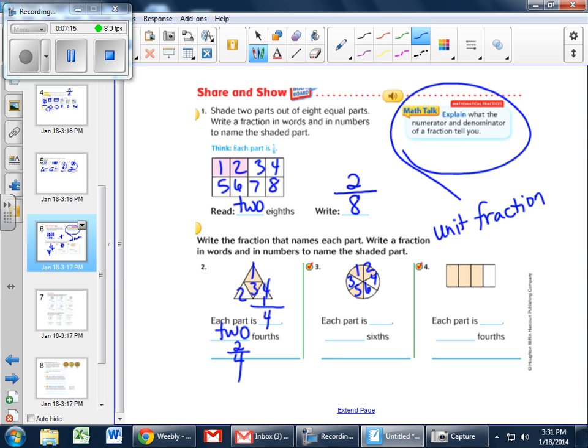Number 3, I've numbered them. Each part is 1 out of how many? 6th. So how many out of all of those 6 are colored? We have 1, 2, 3 of 6 colored. We write that 3 out of 6. Number 4, each part is 1 out of 4. How many fourths are colored? We have 3/4 colored. We're going to write that 3 out of 4.